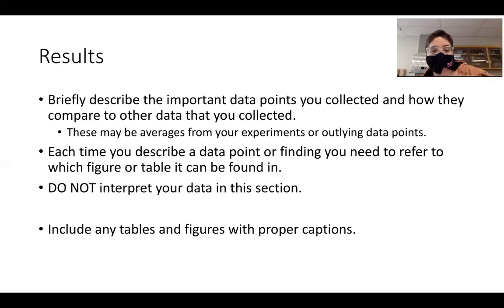So you're going to describe your important data points. You can basically list the class averages, you can list your averages. And then this is the time to point out any outlying data points that you may have gotten, any weird data that doesn't make much sense. It's important to note that each time you describe a data point or a finding, you need to refer to the figure and table where it can be found.